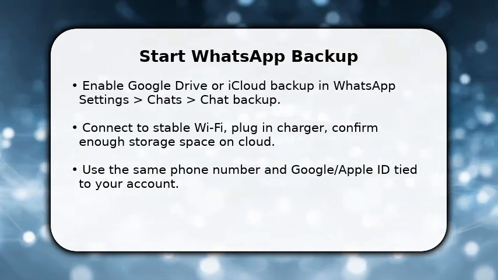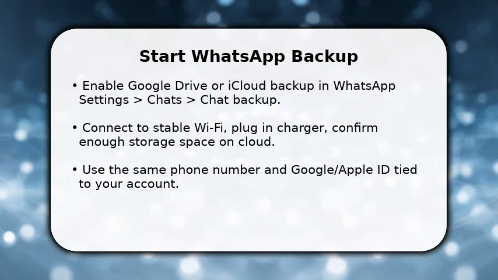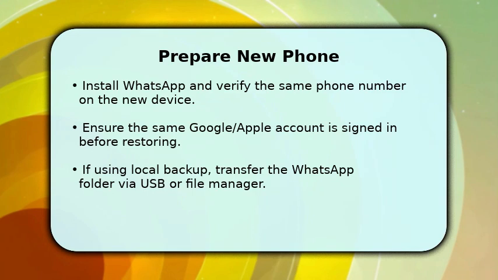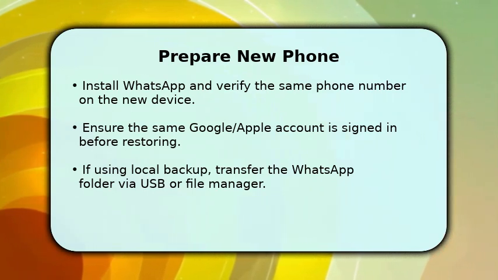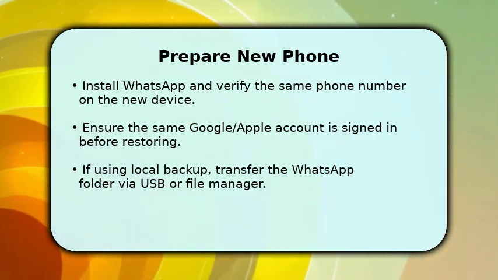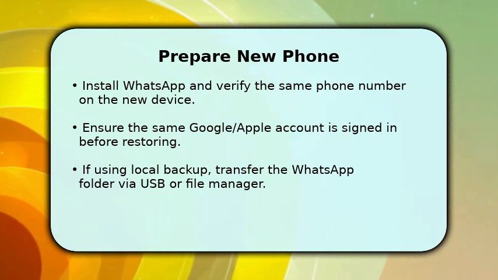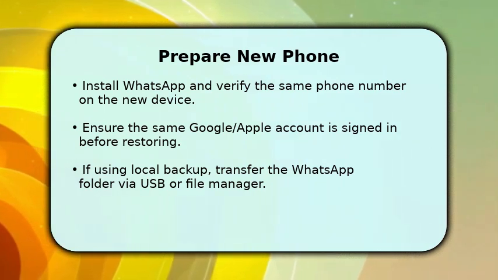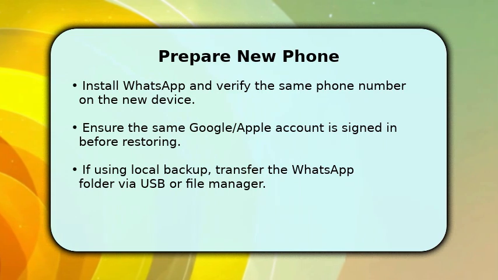On the new phone, install WhatsApp but do not skip verification. Verify the exact same phone number you used for the backup. Once verified, WhatsApp will detect a cloud backup and prompt you to restore. Accept that and wait while messages and media download.